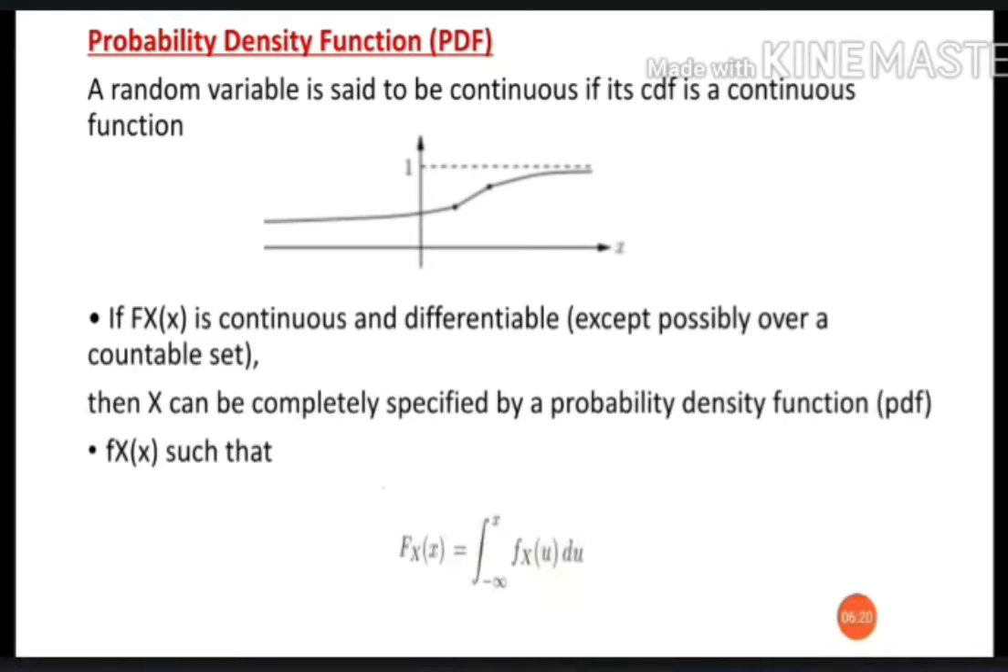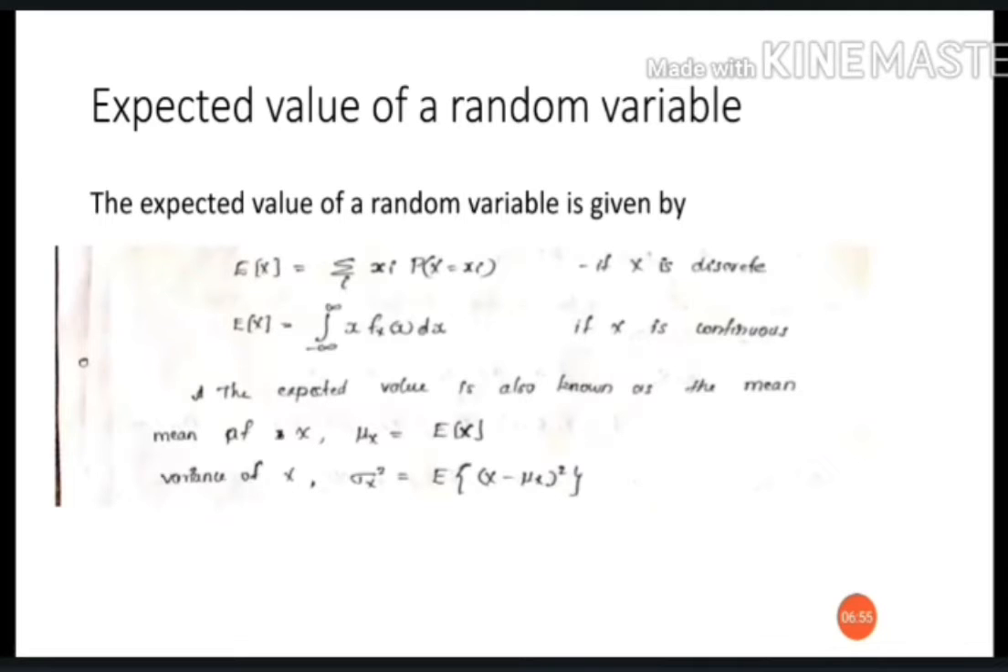Then the probability density function, PDF. A random variable is said to be continuous if its CDF is a continuous function. The CDF Fx of x is obtained by Fx of x equals the integral from minus infinity to x of fx of u du, for continuous.